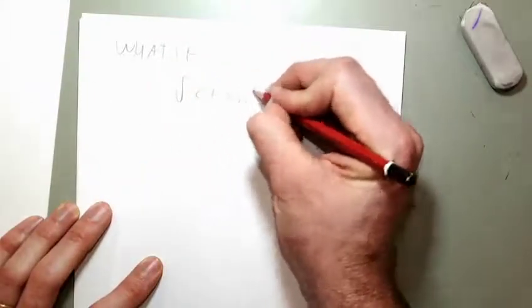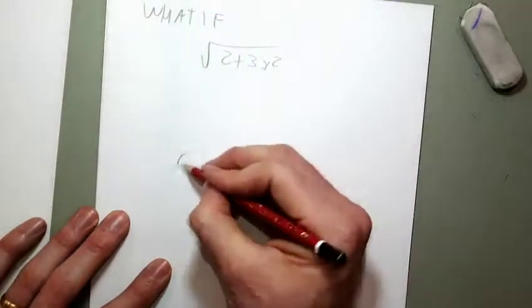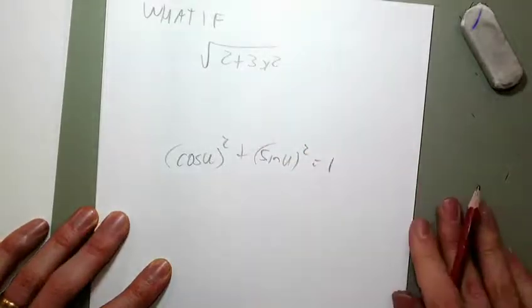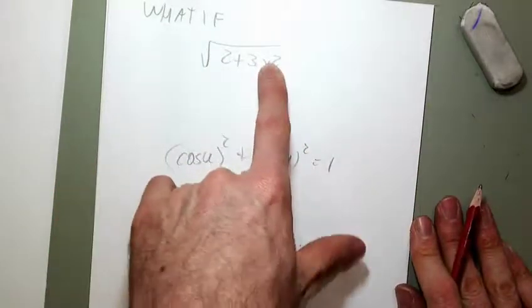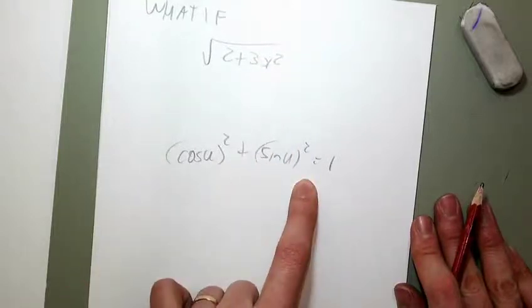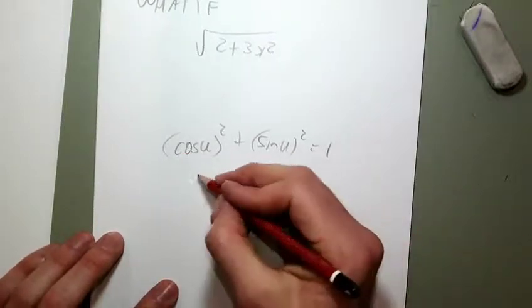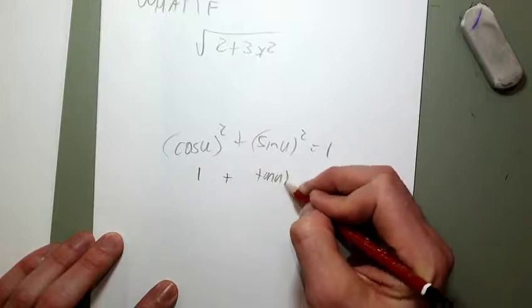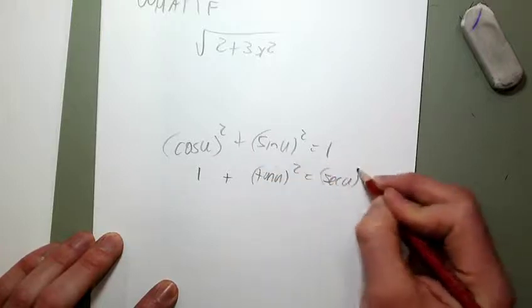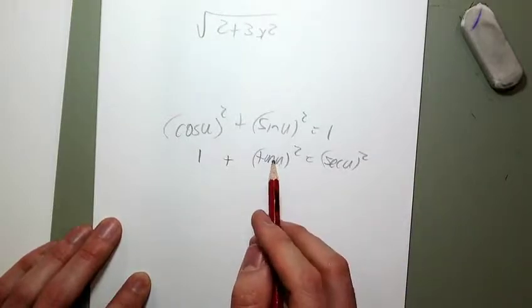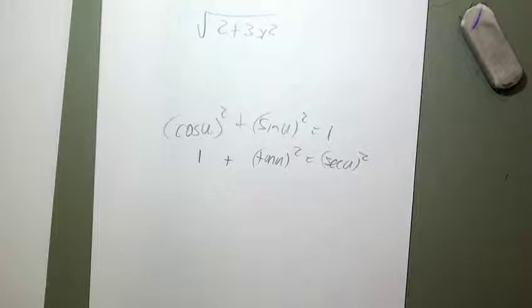So what if we had something like this? We could go like cos u squared plus sine u squared equals 1. That's not helpful because we want number plus variable, and we have variable plus variable. So we need a trig identity that has number plus variable. If we divide everything by cos squared, we'll get 1 plus tan squared equals sec squared. And so now we have number plus variable. So you could then eventually get like 2 tan u squared is 3x squared.